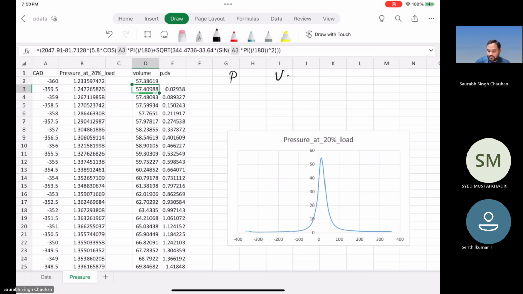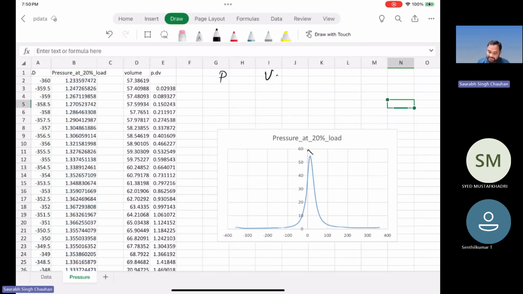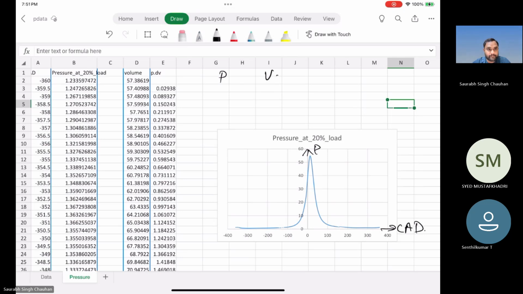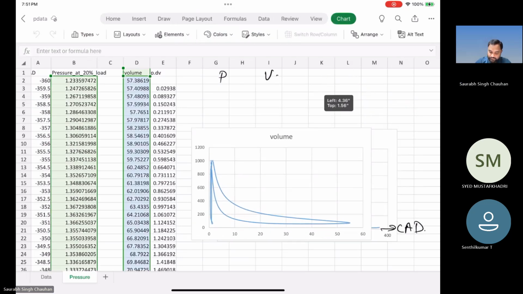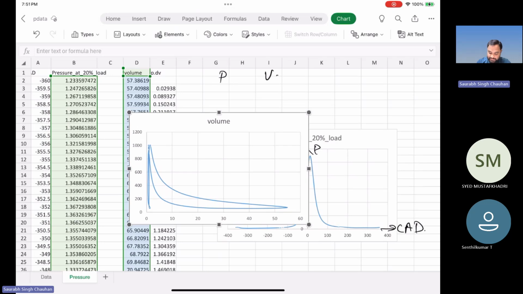Okay, this is the P theta diagram. The y-axis is pressure and the x-axis is crank angle in degrees, or theta. Similarly, you can draw the PV curve. So let me draw the PV curve. This is the PV curve. This is just reversed. On the x-axis, I plotted pressure. Let me just change the axis.